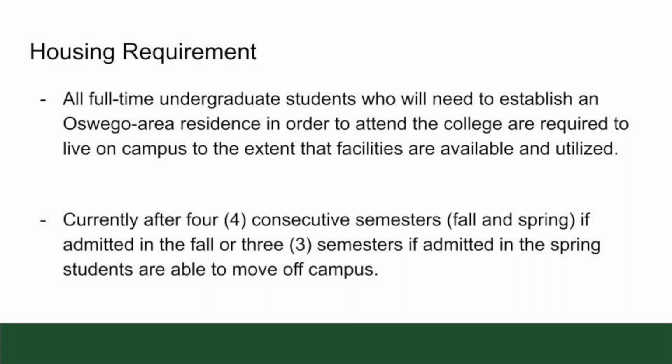All full time undergraduate students will need to establish an Oswego area residence in order to attend the college, and are required to live on campus to the extent that facilities are available and utilized. What this means is that after 4 consecutive semesters of living on campus, any current student, if they were admitted in the fall, or 3 semesters, if they were admitted in the spring semester, are able to move off campus.